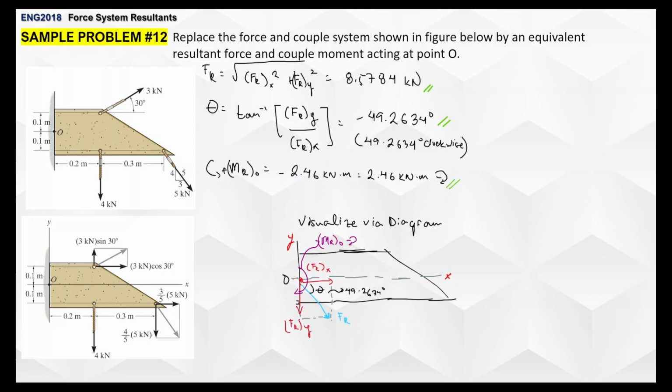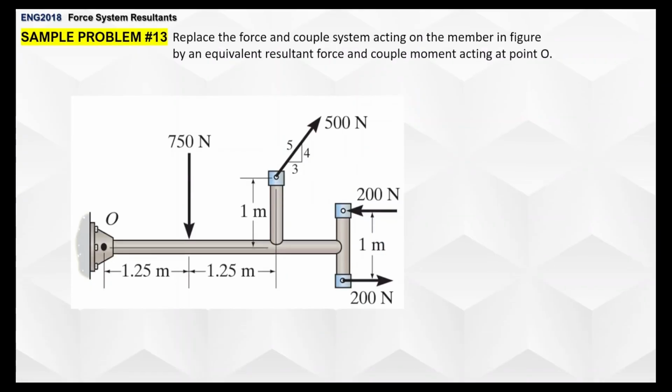Okay, let's try. Okay, there we go. Let's try one more problem. I got 2 more. Okay, for another one, I think this is a pipe installed sideways, and it's a particular inlets. So we're being asked to replace the force and couple system acting on the member in the figure drawn below by an equivalent resultant force and couple moment acting at point O.